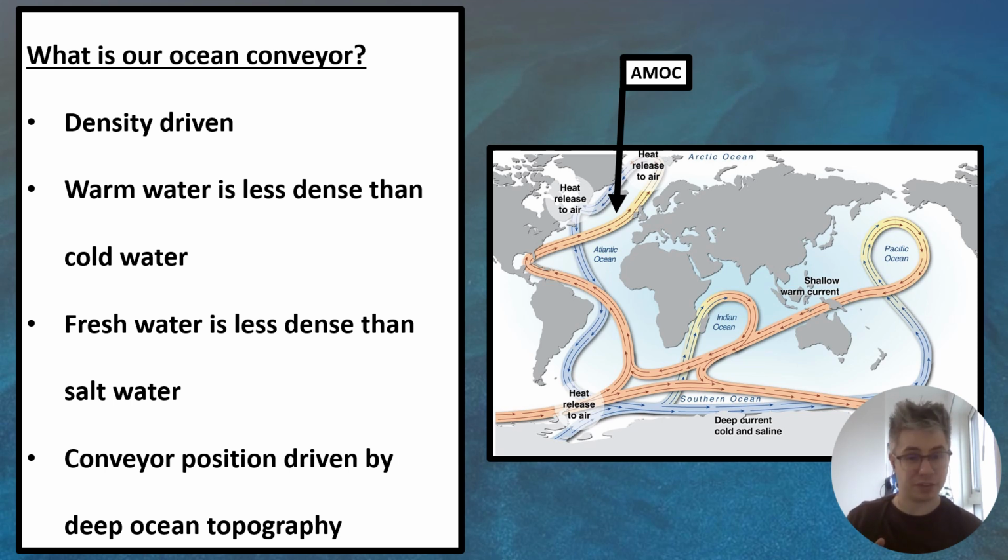The position of the conveyor is largely driven by deep ocean topography. So the conveyor belt moves along topographic highs in the bottom of deep ocean.